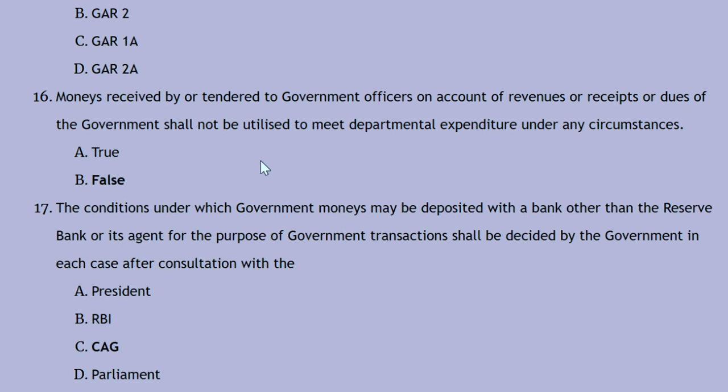Money received by or tendered to a government officer on account of revenues or receipts or dues of the government shall not be utilized to meet departmental expenditure under any circumstances. False, because actually it is utilized by the departmental government.